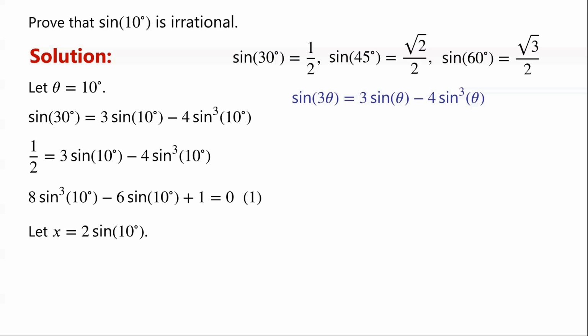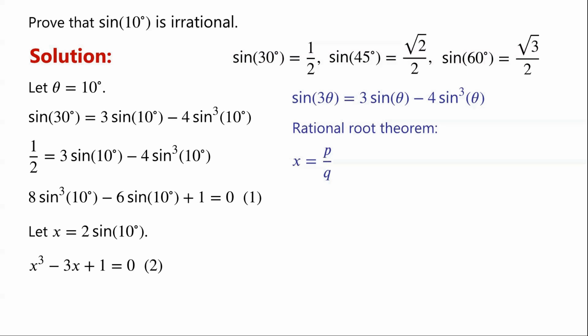Now we let x equal 2 times sine 10 degrees. Then equation 1 becomes x cubed minus 3x plus 1 equals 0. This cubic equation is a polynomial equation with integer coefficients. By the rational root theorem, we know that if the cubic equation has rational roots, then they must be in the form of x equals p over q, where p is an integer factor of the constant term, and q is an integer factor of the leading coefficient.